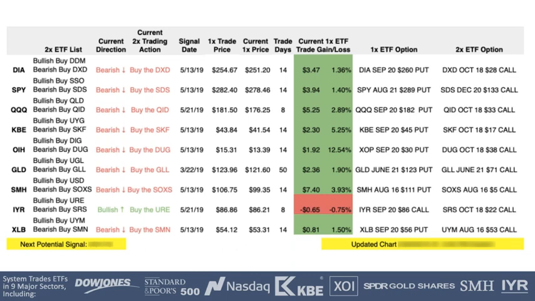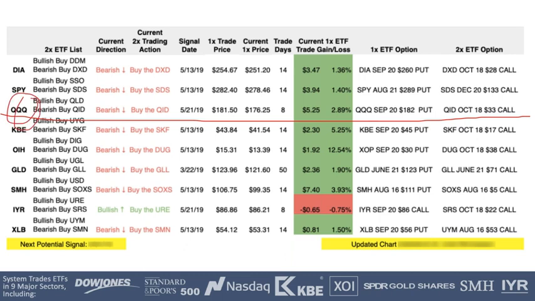So our freshest signal is this one, about 8 days ago on the Qs. So on the Qs 8 days ago, we went bearish. So our options on that day, if we wanted to simply trade the single ETFs, we would have shorted the Qs, QQQ. We would have gone short on the QQQ.